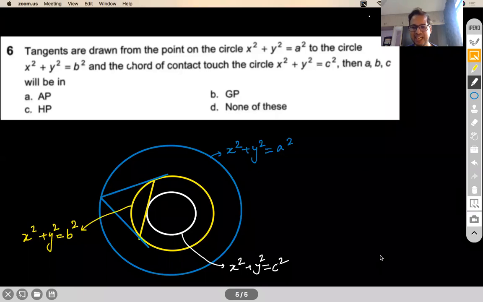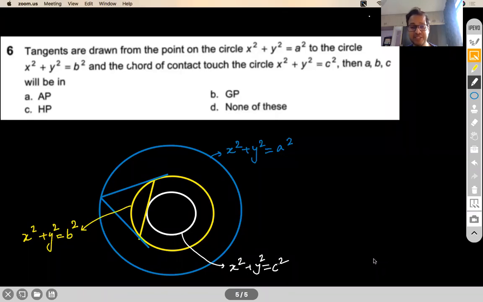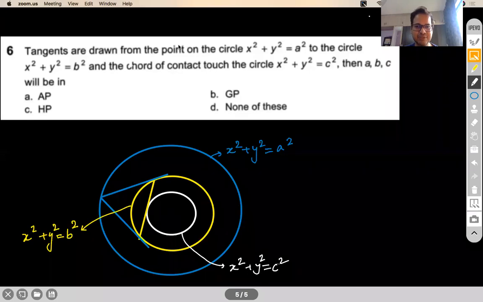Out of the people who have responded, 56% say option number B. That means they're in GP. Okay, well, let's check whether they're in GP or not.